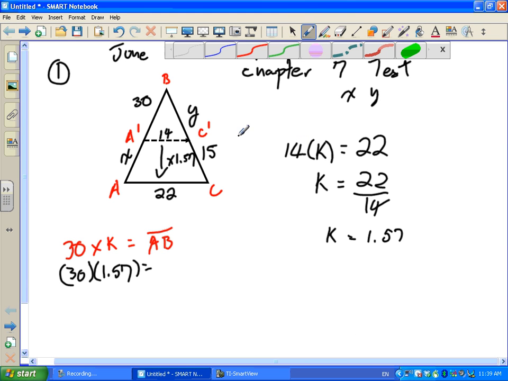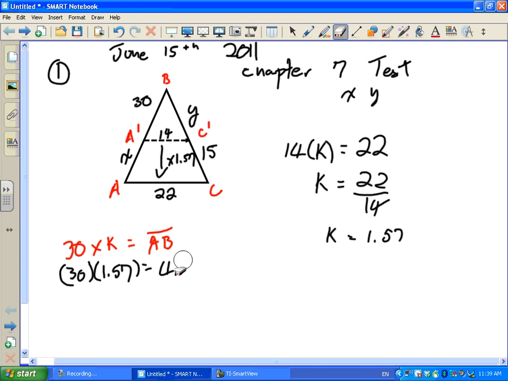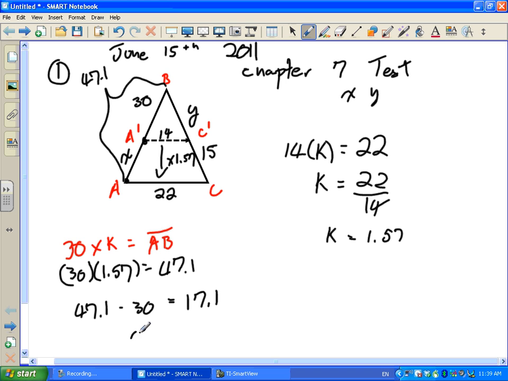So this side of the triangle is equal to 47.1. That means from here to here is 47.1, but that's not how long X is. X is the distance from here to here. I need to take that value and subtract the distance of the smaller triangle in order to find out what X is. So I take my 47.1 and subtract 30, and it was 17.1. So X is equal to 17.1 units.